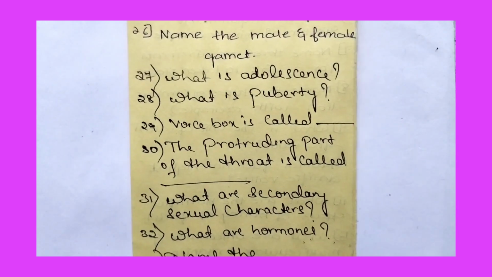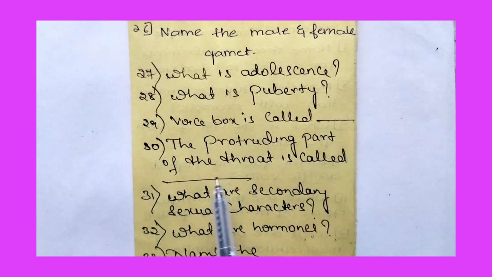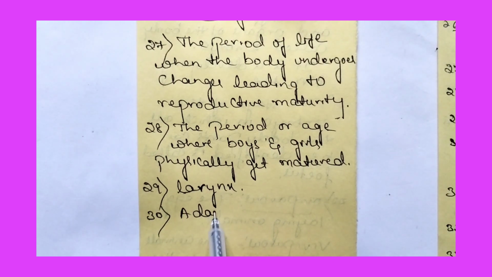Now let us move to the 30th question. The protruding part of the throat in human is called as Adam's apple.